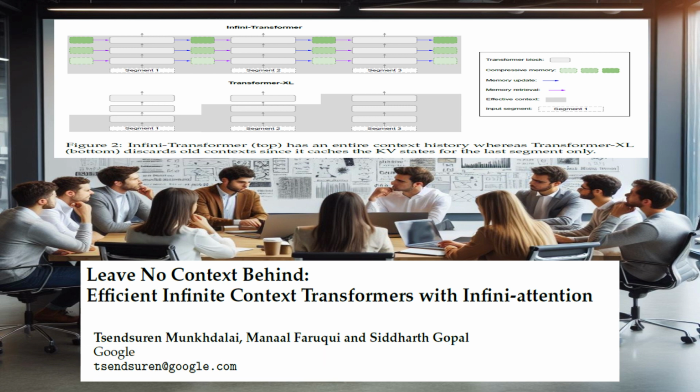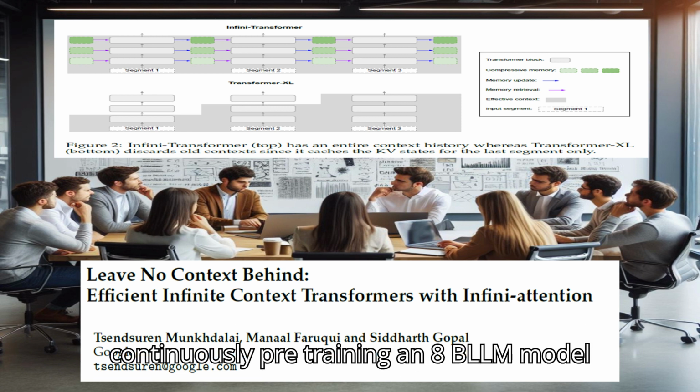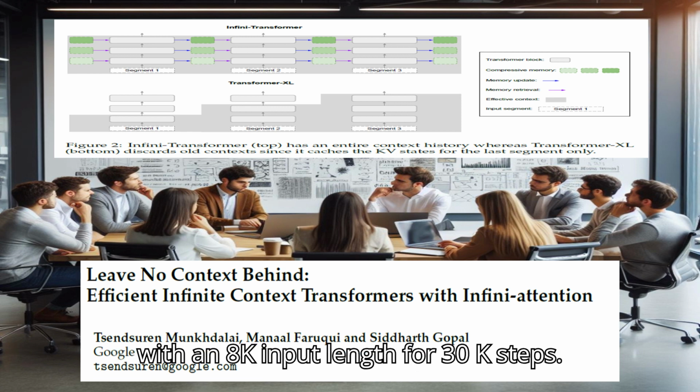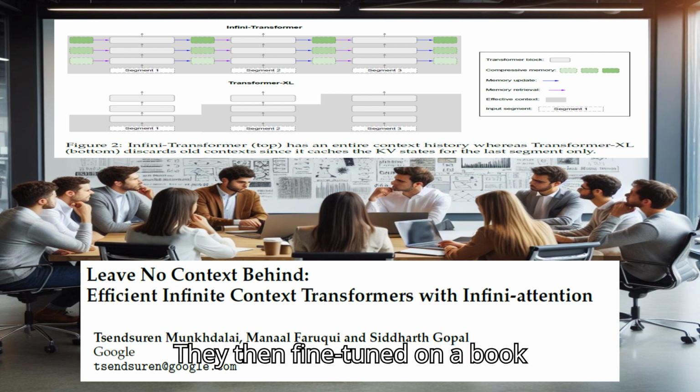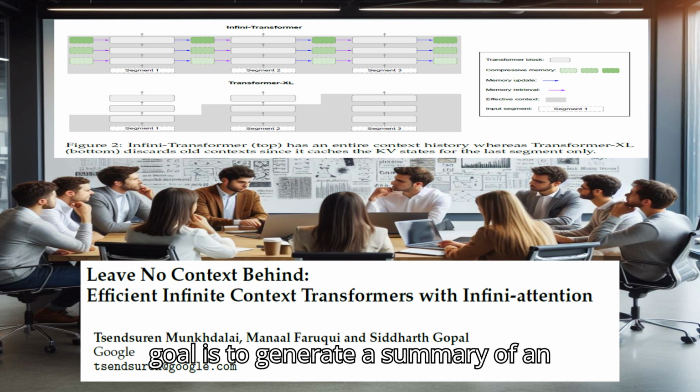500K length book summarization, BookSum. In the fourth experiment, the authors further scaled their approach by continuously pre-training an 8B LLM model with an 8K input length for 30K steps. They then fine-tuned on a book summarization task, BookSum, where the goal is to generate a summary of an entire book text.